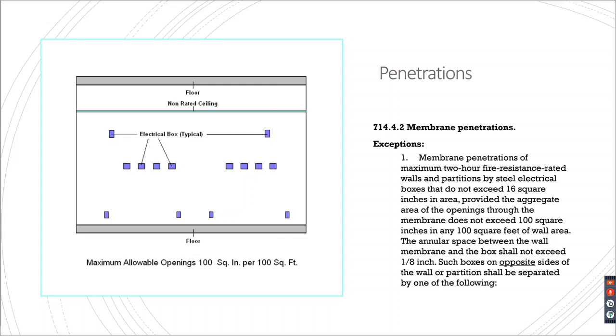The exception to that charging section is membrane penetrations of maximum 2 hour fire resistance rated walls and partitions by steel electrical boxes that do not exceed 16 square inches in area, provided the aggregate area of the openings through the membrane does not exceed 100 square inches in any 100 square feet of wall area. The annular space between the wall membranes and the box shall not exceed 1/8 of an inch. Such boxes on opposite sides of the wall or partition shall be separated by one of the following.